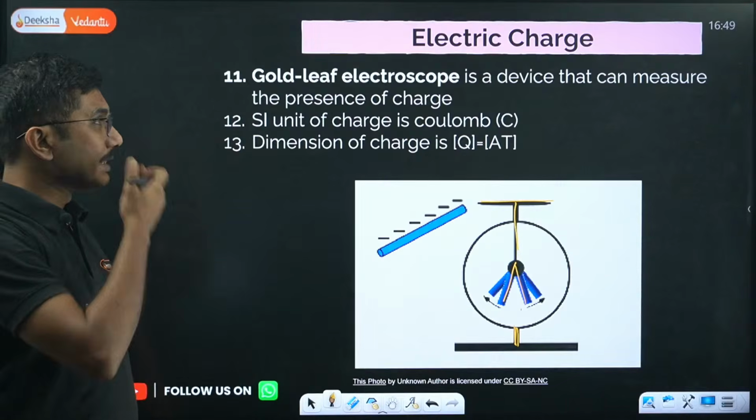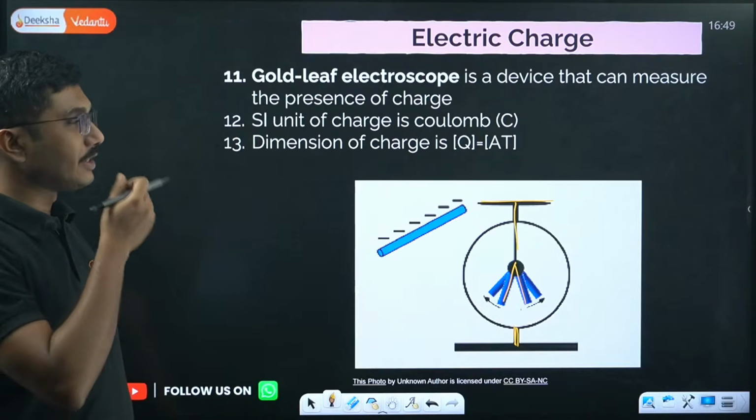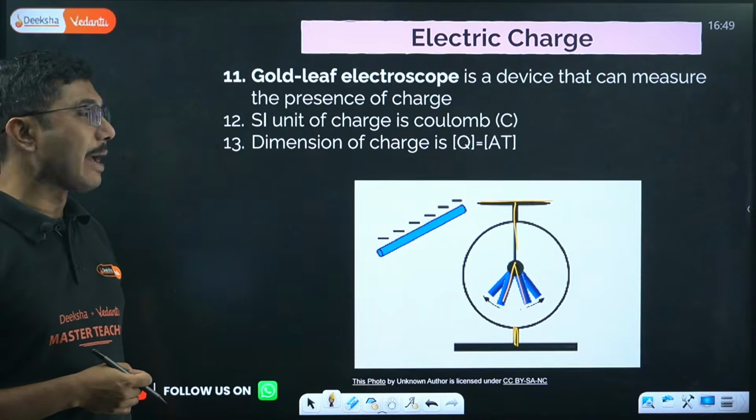The SI unit of charge is the Coulomb, and the dimension of charge equals A times T. A is ampere, T is time.